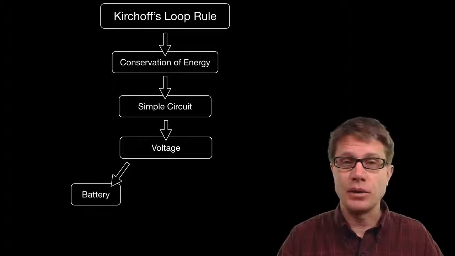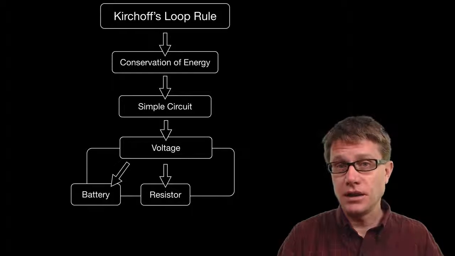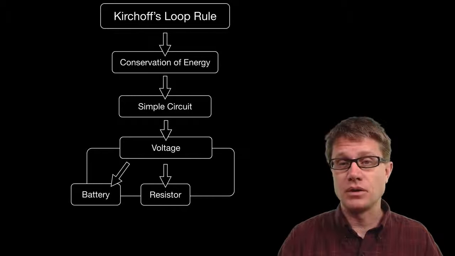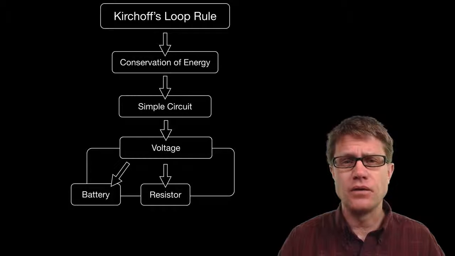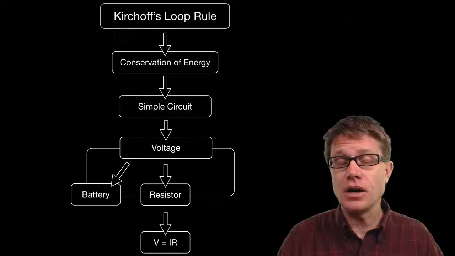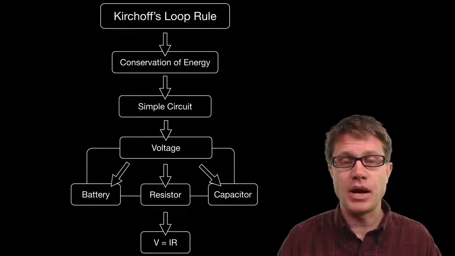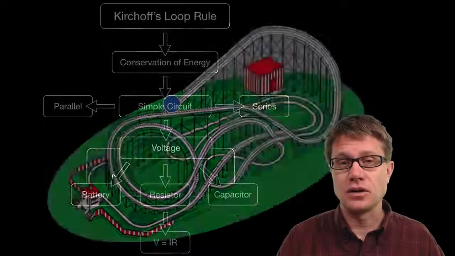So we could look at, for example, a battery and a resistor in a simple loop. The voltage lift plus the voltage drop is going to sum to 0. Now, how do you figure out the voltage of a resistor? Remember, we simply use Ohm's law. And that's all you have to know about Kirchhoff's loop rule in Physics 1. In Physics 2, we're going to add capacitors and then also parallel circuits to it.